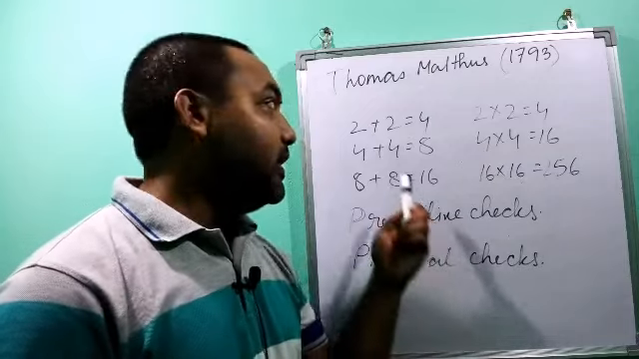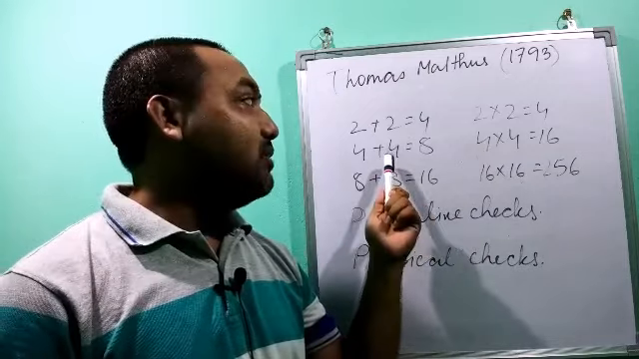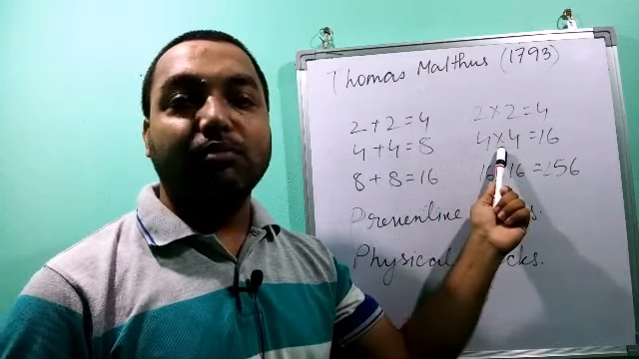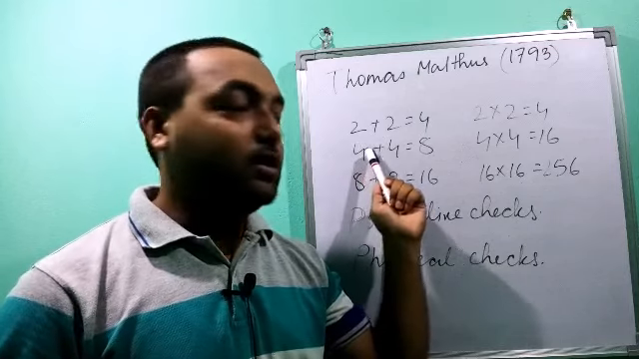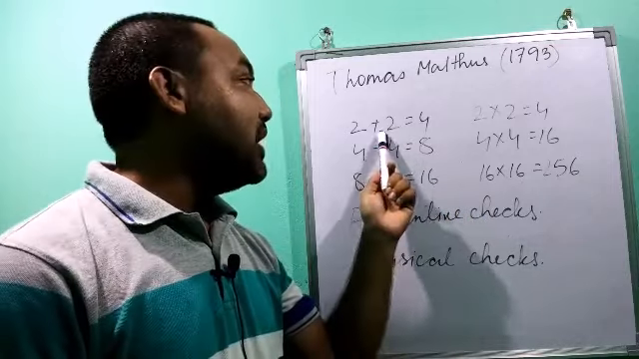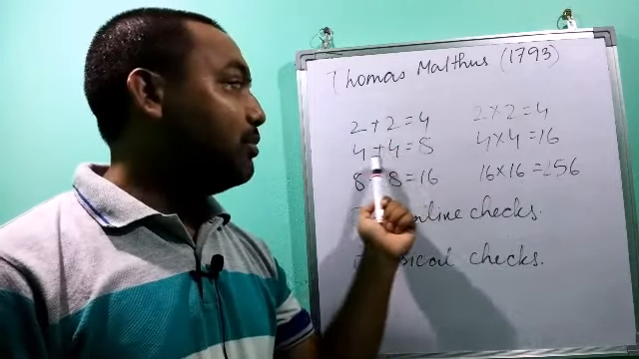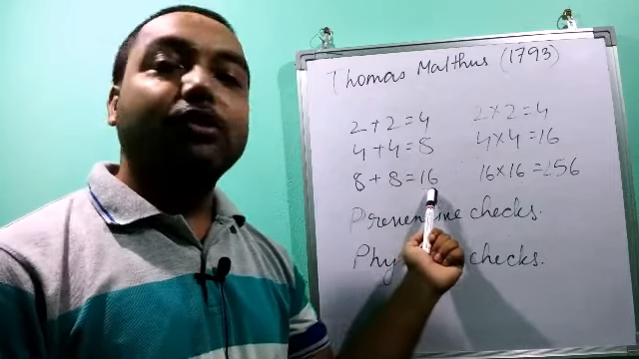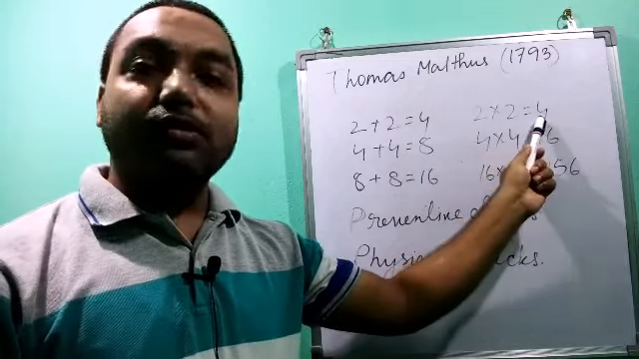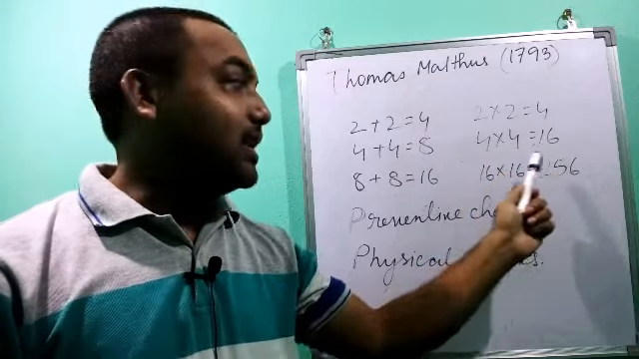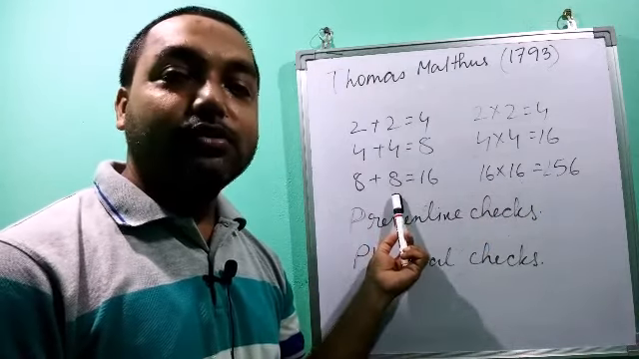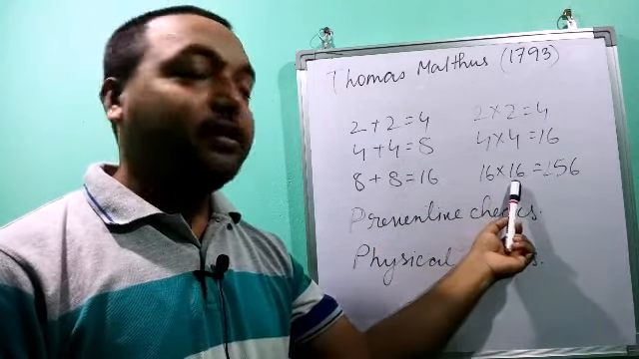Accordingly, he said this is about the resources in a particular country, and this is the increase of population. The resources in the country increase at an arithmetic rate, that is in plus: 2 plus 2 equals 4, then 4 plus 4 equals 8, then 8 plus 8 equals 16. But population increases at a geometric rate: 2 into 2 equals 4, then 4 into 4 equals 16, then 16 into 16 equals 256. Now you see the difference between the resources to sustain the population and the increase of population.